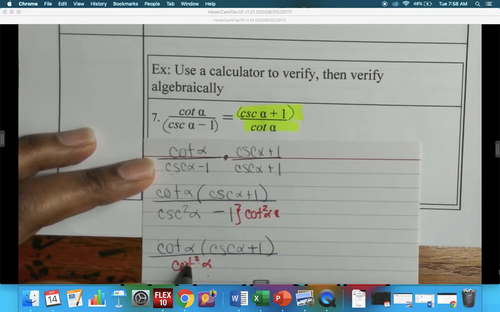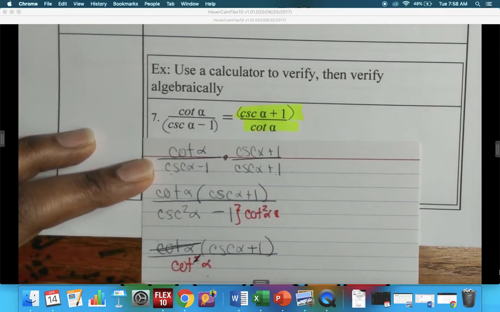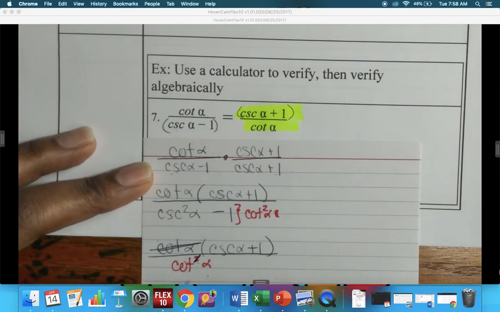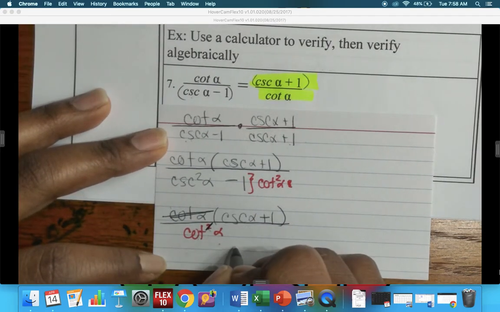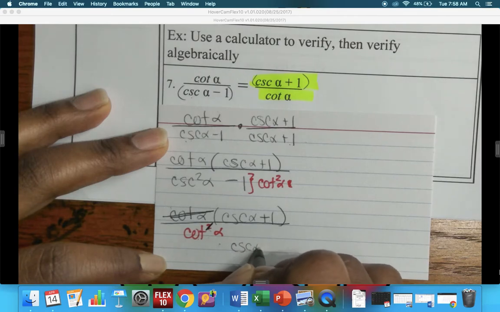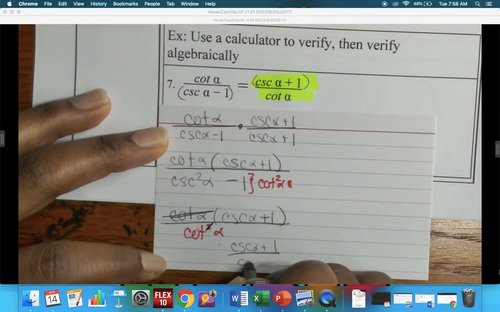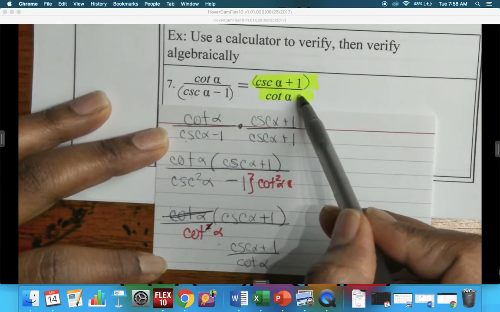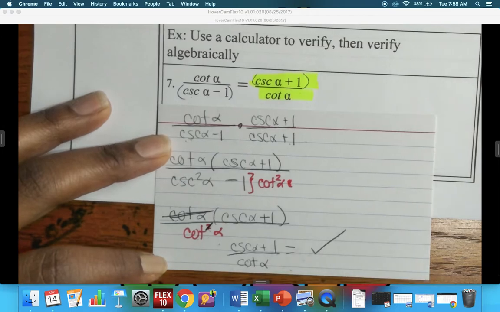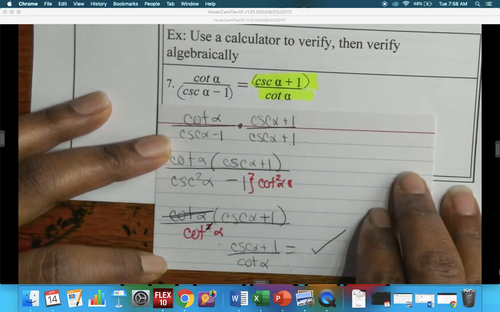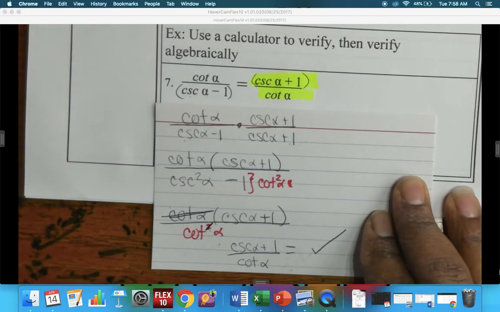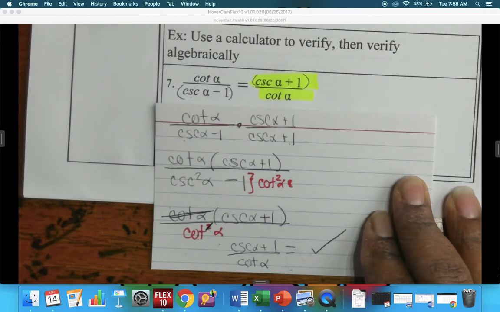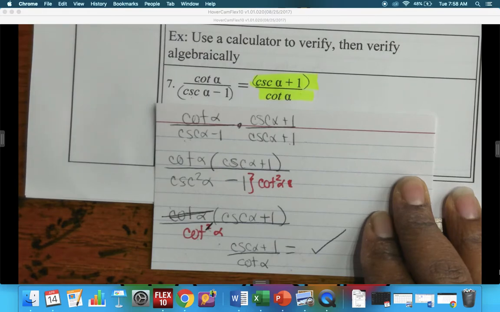Now I can see some simplification that I can do. I have one cotan here. I have 2 here. So I'll cancel 1 on the numerator, 1 on the denominator. And then I end up with exactly what I want. Cosecant alpha plus 1 on the numerator, just 1 cotan alpha on the denominator. That's exactly what I was looking for. So now I can say we have proven the identity, and the left and the right side are exactly equivalent. Okay, so go ahead and try some more identities and see if you have any questions.